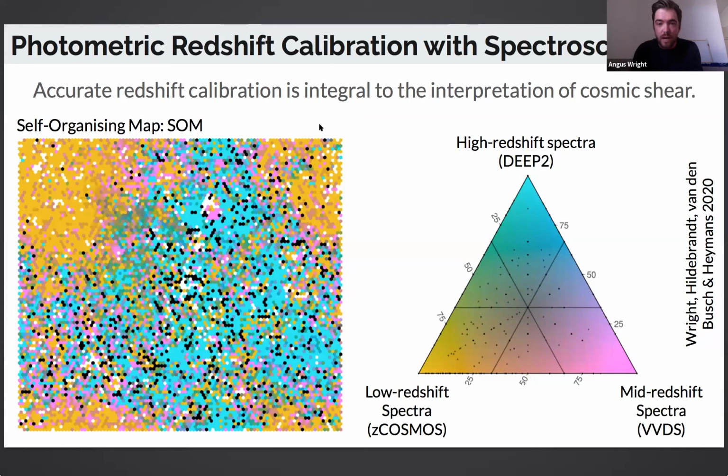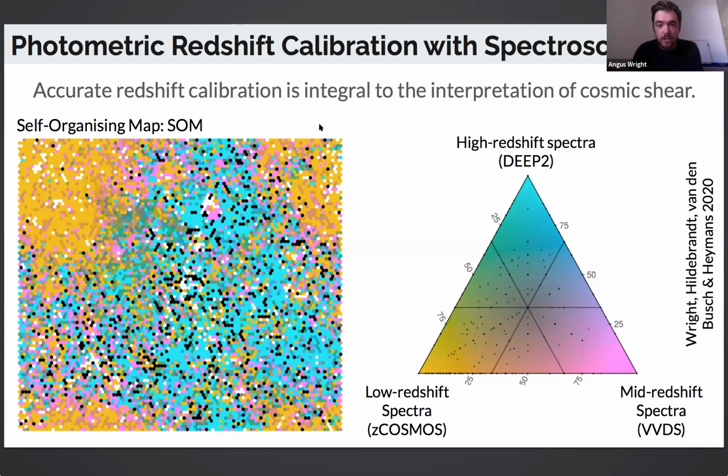And we do this direct mapping in n-dimensional color magnitude space. To do this so-called direct calibration, we assume that there is some coherent mapping between galaxy colors and galaxy true redshifts that we can compute. And we perform this computation using a form of machine learning assisted dimensionality reduction, which is called the self-organizing map, which you can see here on the left-hand side of the slide.